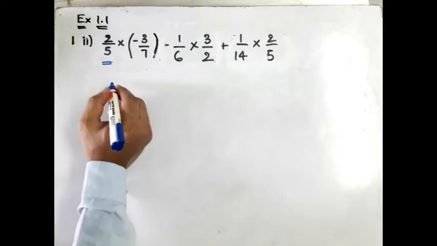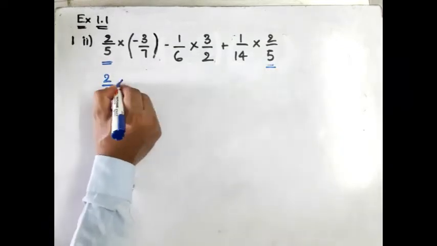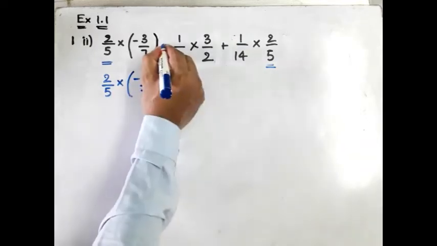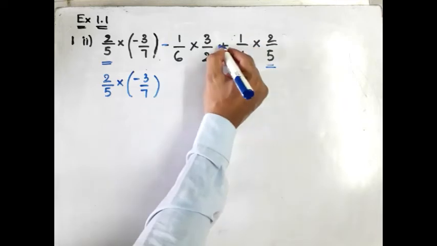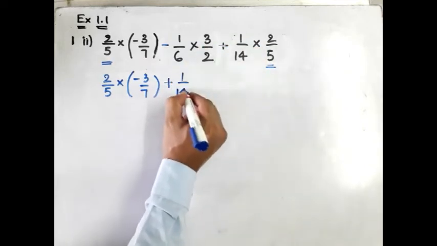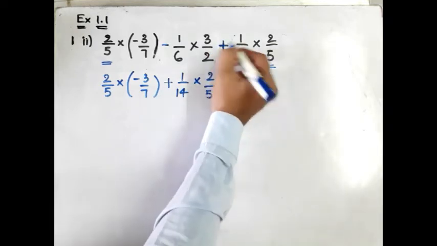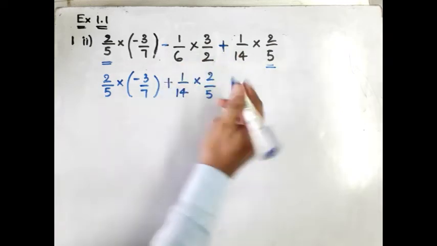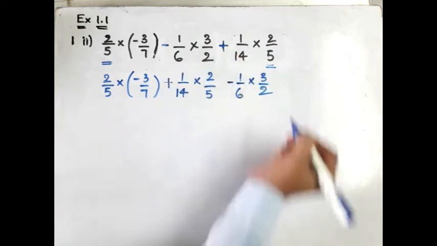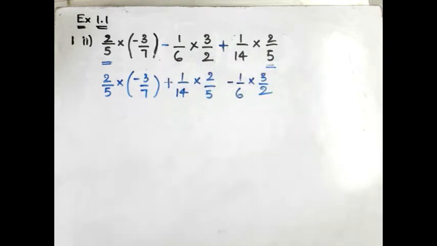Look. The first term we are not going to make any changes: 2 by 5 into minus 3 by 7. This term we will take to this side and bring this one, so plus 1 by 14 into 2 by 5, because before 1 by 14 we have plus, and then minus 1 by 6 into 3 by 2. We are just moving this term to this side and this term to the other side, that's all.